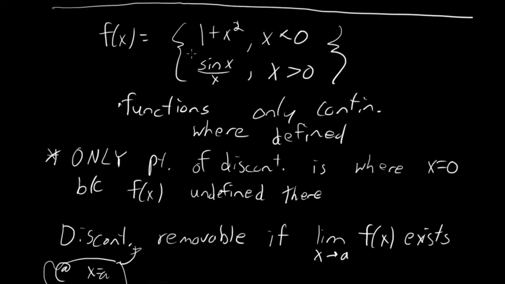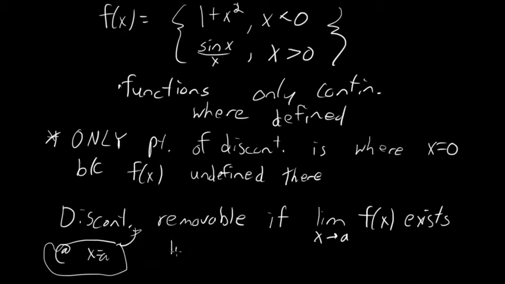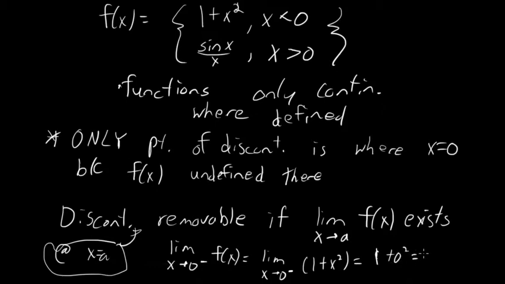Well, does it exist? It's going to exist if the limits from the left and right are equal. So what's the limit from the left? Well, a is 0 in this case. The limit as x approaches 0 from the left of f of x is just the limit as x approaches 0 from the left of 1 plus x squared. Well, this polynomial function is continuous there, so it's going to be 1 plus 0 squared, which is 1.